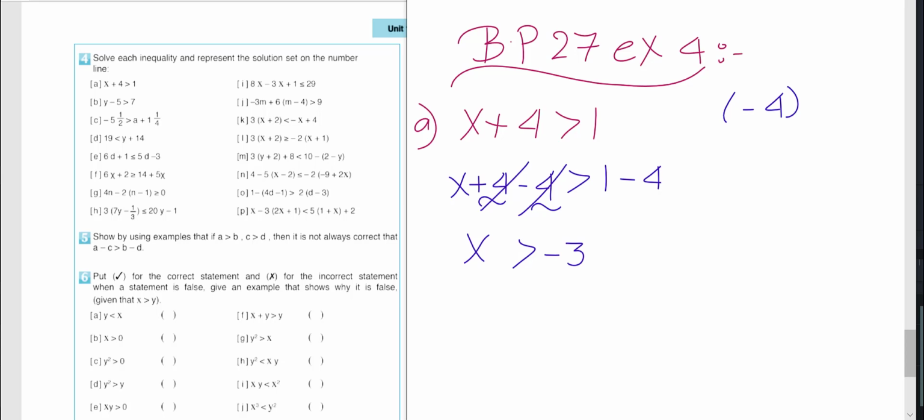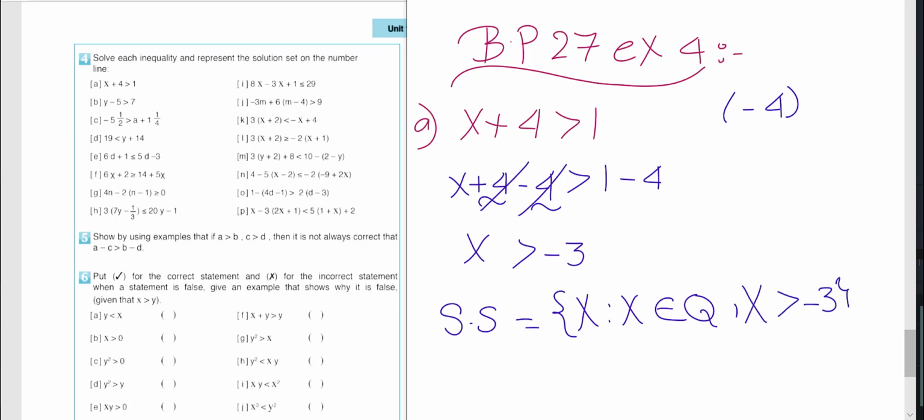Now, could someone tell me the solution set is equal to negative 3, negative 2, negative 1? No, because I have rational numbers, so there are rational numbers between negative 3 and negative 2 anyway. So how is the solution set written? Like this: solution set is equal to x such that x belongs to the set of rational numbers and x is more than negative 3. This is the form of the solution set in the set of rational numbers.